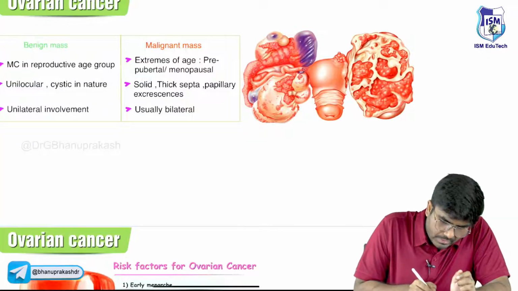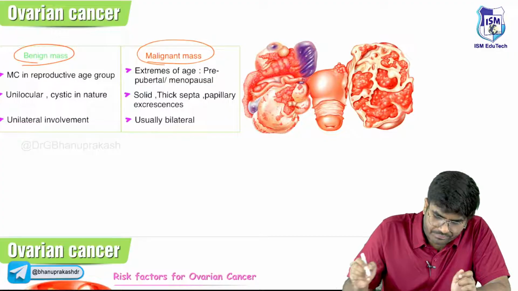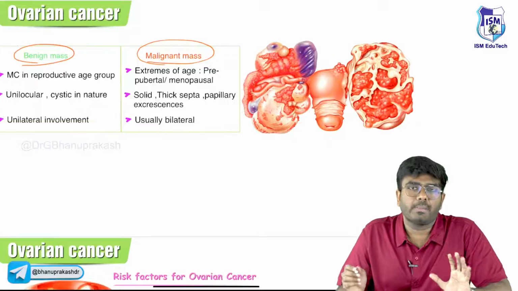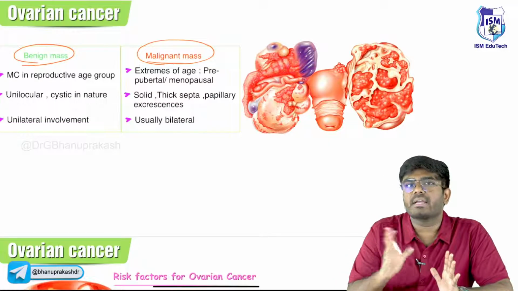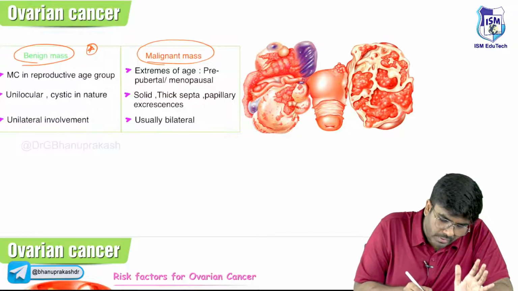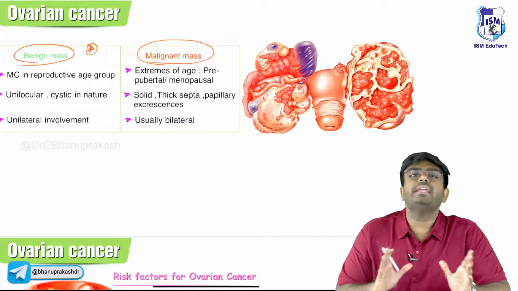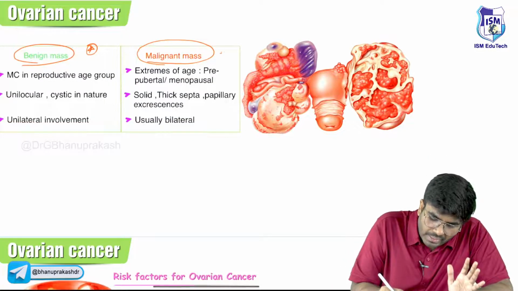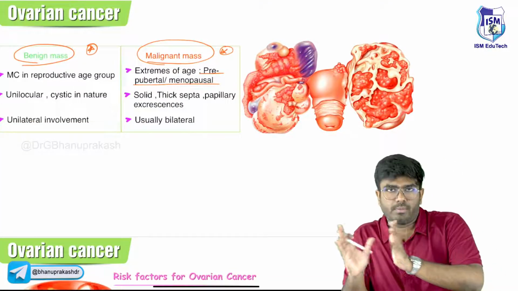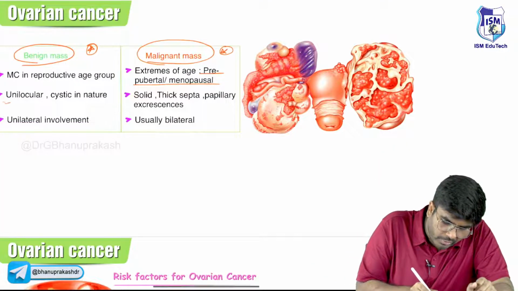See, ovarian tumors can be benign or malignant. Let me tell you some basic points on how to differentiate between benign and malignant. These are not exact clear-cut demarcations. Usually, benign masses are most commonly seen during reproductive age groups. In reproductive age group females, she will get benign tumors, not cancers. But malignant ones are seen at extremes of age, either prepubertal or post-menopausal age groups.